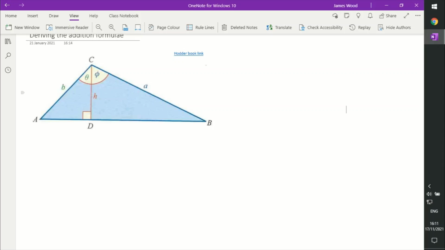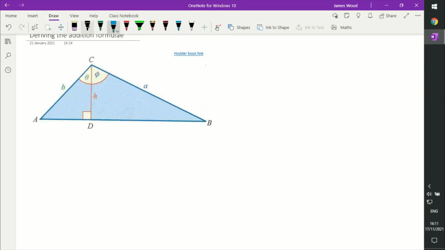Now, the idea that I want us to just look at, first of all, is the area of the big triangle. And when I say the big triangle, I suppose I should say the triangle ABC. Okay. That is equal to the smaller triangles added up. So that is equal to the area of triangle ADC plus the area of triangle DCB. Okay, so basically the area of the big triangle is the 2 smaller ones added up. Hopefully that's fairly obvious so far.